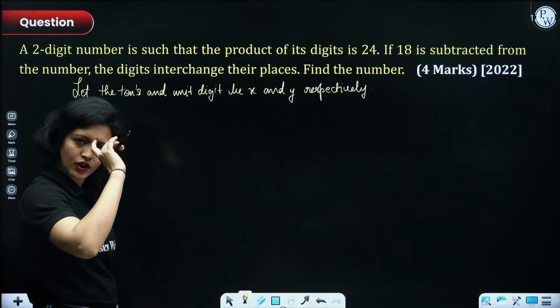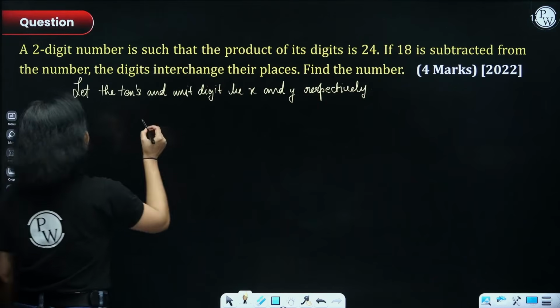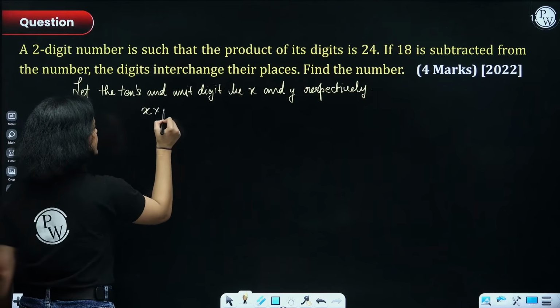Okay. Got it? Now, what is given? The product of digits is given 24. So, x into y is given as 24.